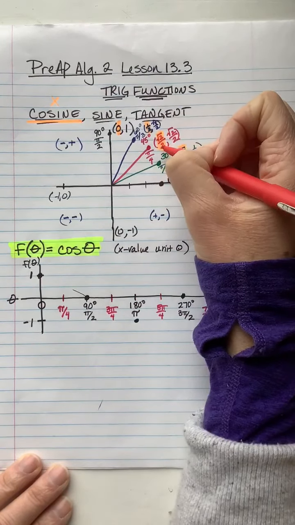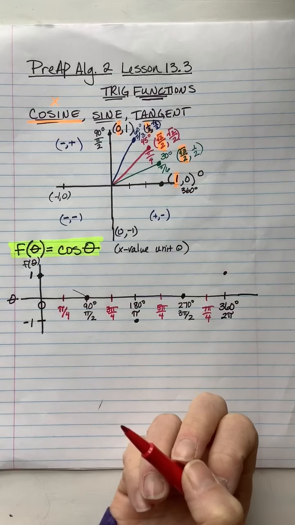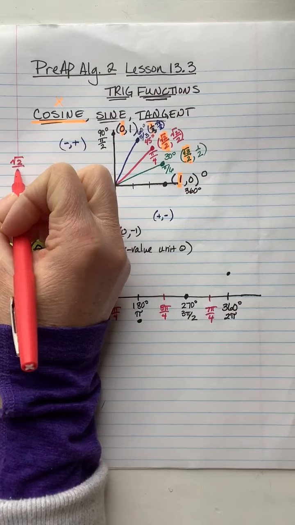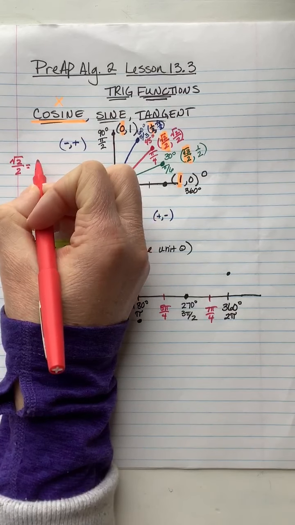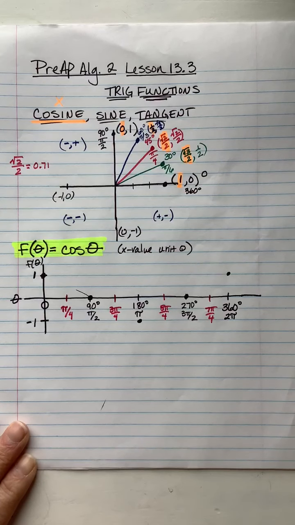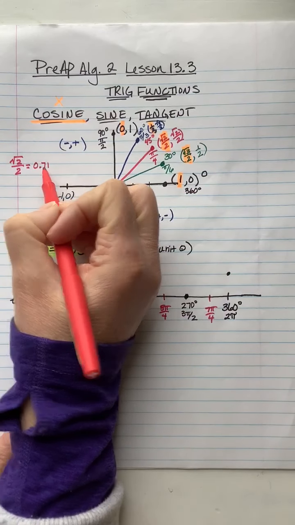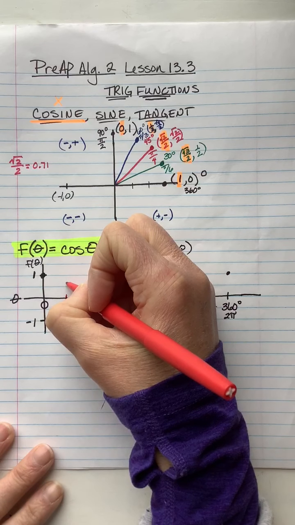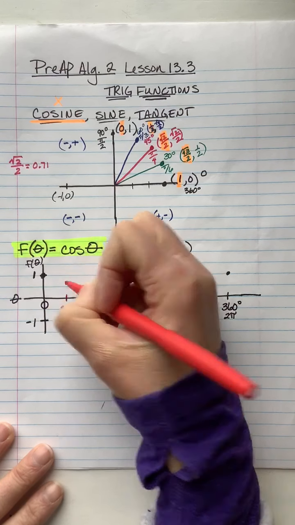So I'm here at root 2 over 2. Well, what the heck is root 2 over 2? Well, I happen to know that root 2 over 2 in terms of a decimal is going to be approximately 0.71, and I'm going to stick with that. So I am getting smaller from 1 to about 0.71. So maybe that's going to be about right here.